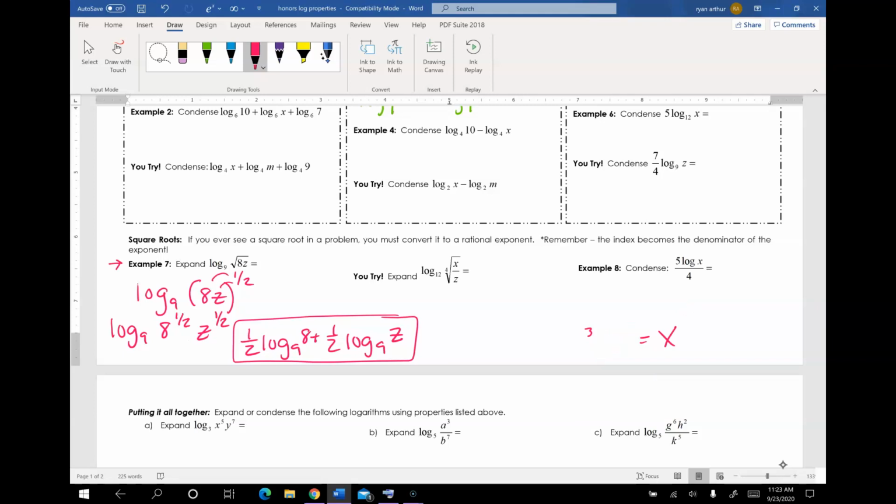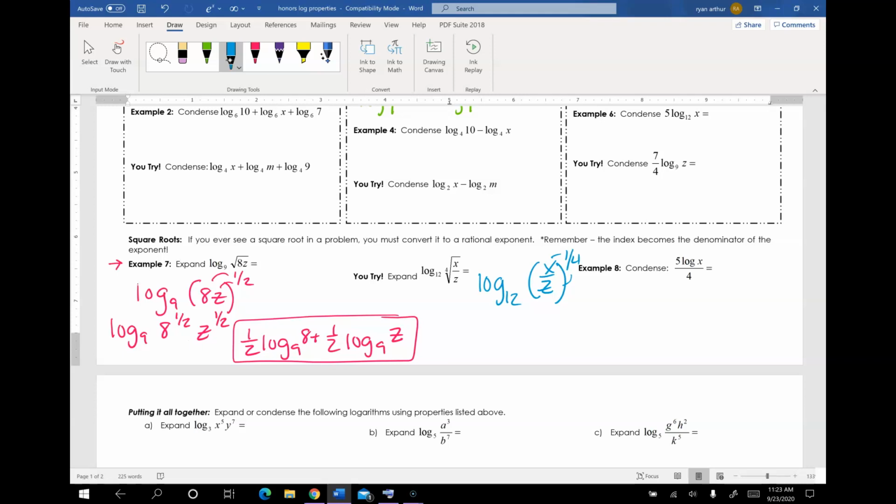Okay, it won't let me erase. All right, so we're going to do this one. I want to expand it, so I want more logs. I have two variables, so I'm going to have 2 logs in my answer. That fourth root needs to be changed to x divided by z to the 1/4 power, okay? Then I'm going to distribute that 1/4.